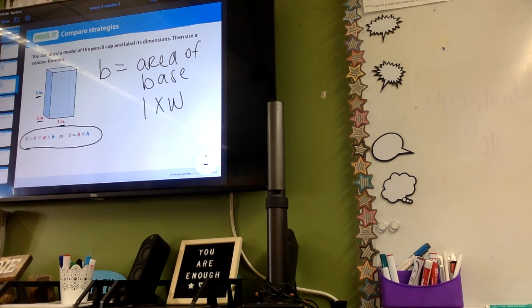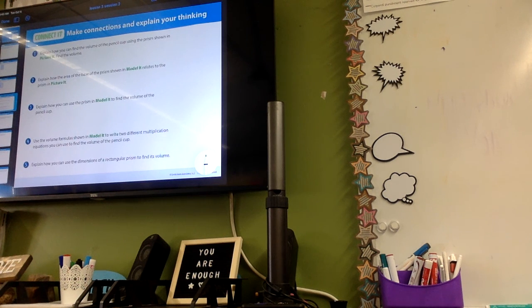Okay? Still the same numbers. You're still multiplying the same numbers. It just uses a different letter there instead of writing the L and the W. Okay? We ready to move on? Okay, let's look at page 39.